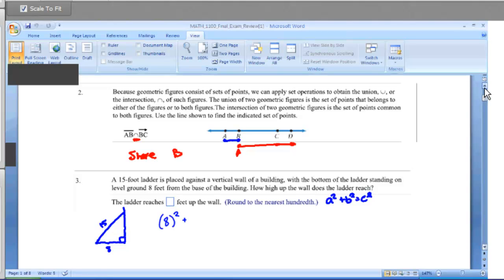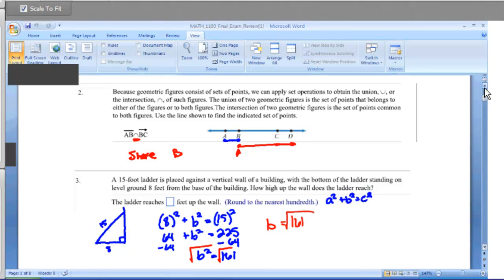So 8 squared plus b squared equals 15 squared. So 64 plus b squared equals 225. Subtract the 64 from both sides. We get b squared equals 161. Now the trick is to make sure you go ahead and take the square root. So we're going to take the square root of both sides. So we get just b equals the square root of 161, which is about 12.69.